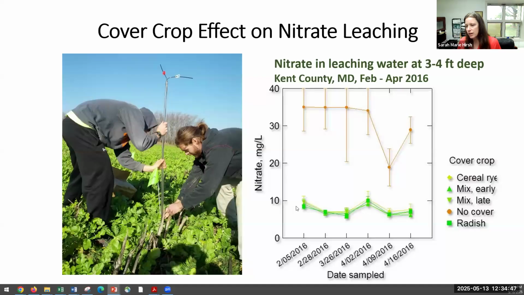And this is a related study looking at the actual nitrate in the leaching water. And you could see here the sampling dates across the bottom. And across the winter, February to April, all of the different cover crops they tried had a lot less nitrate in that leaching water than the no cover crop.